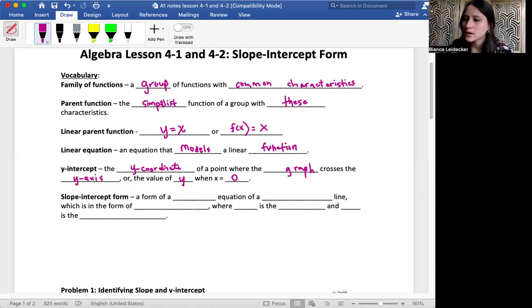Slope-intercept form is a form of a linear equation of a non-vertical line, which is in this form. It's in the form of y equals mx plus b, where m is the slope, and hopefully this feels like a review for you, and b is the y-intercept.